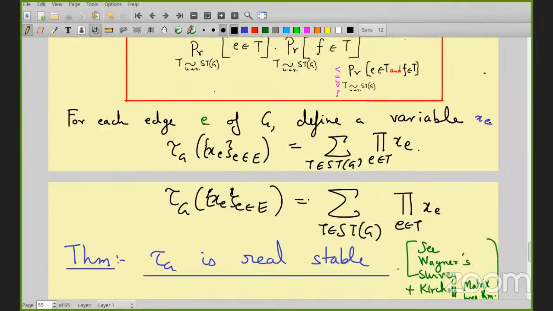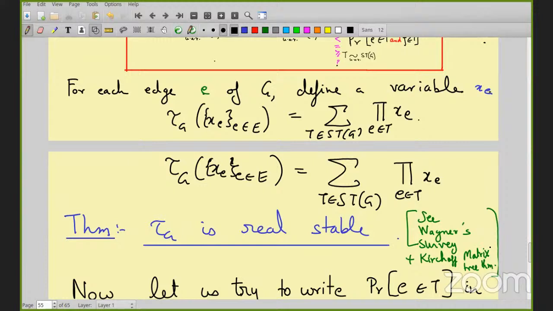So the main theorem. We will actually prove this. This is from an earlier version of this where I was not going to prove it.